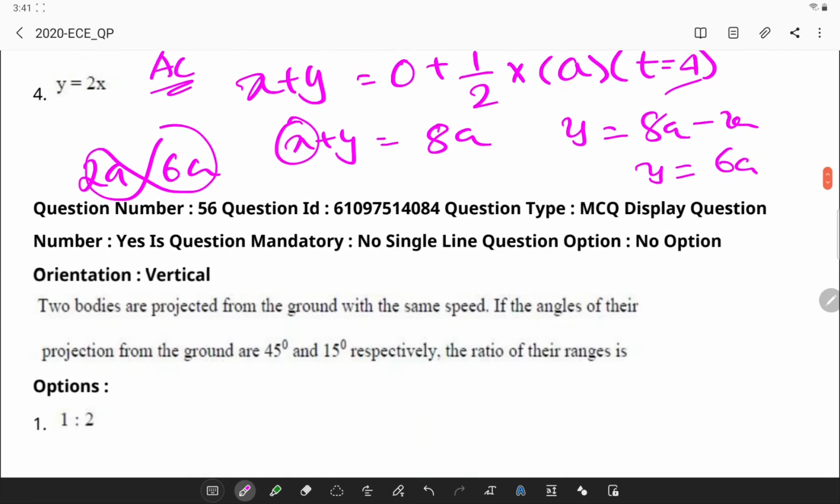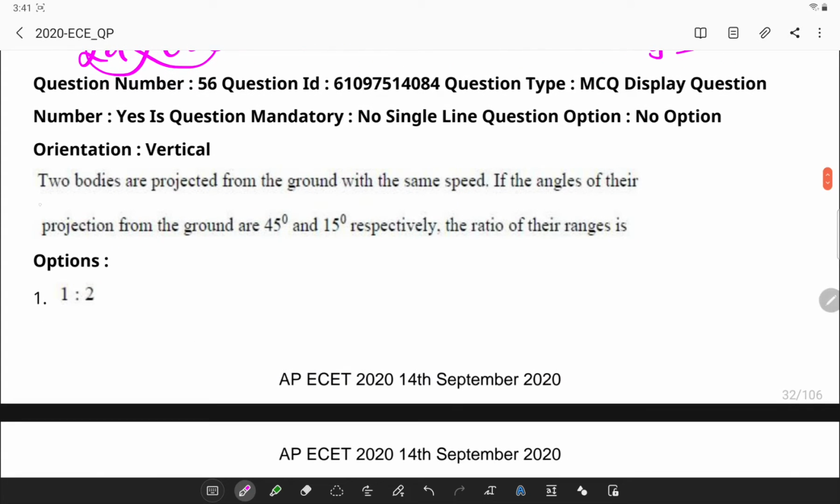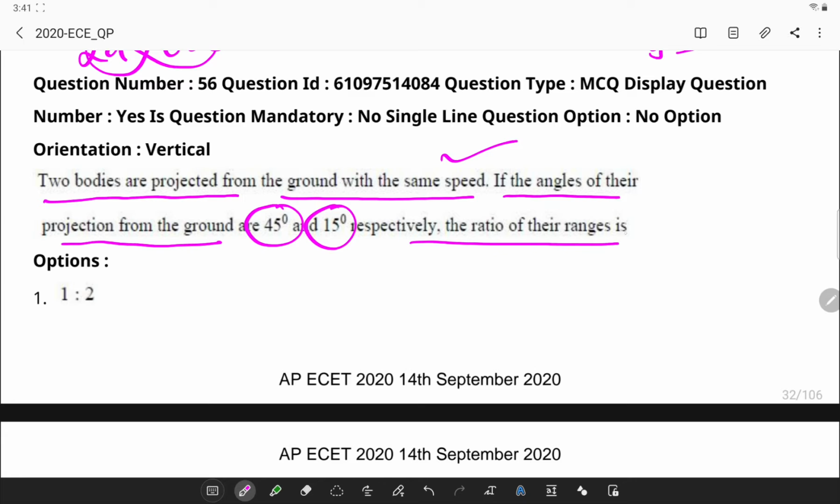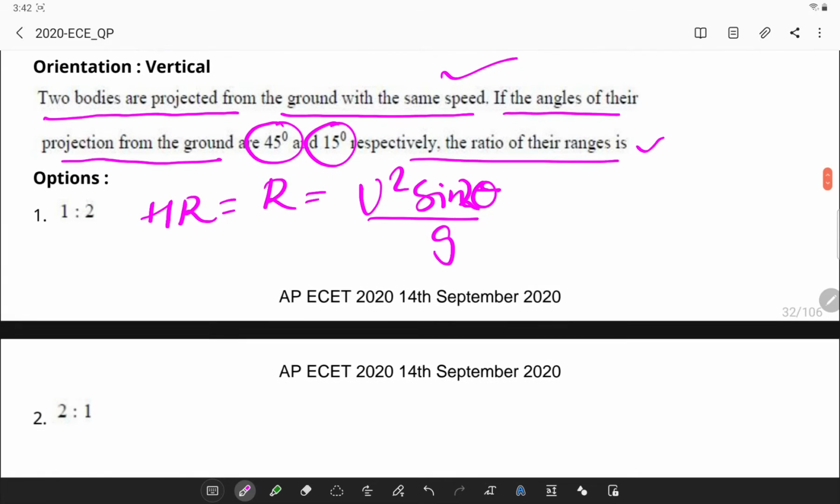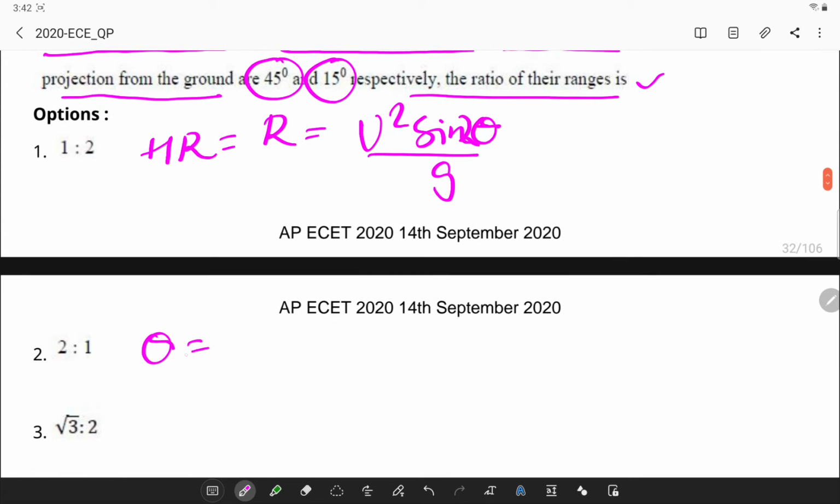Next, here two bodies are projected from the ground with the same speed, and the angles of their projection from the ground are 45 degrees and 15 degrees. What is the ratio of range? So the horizontal range formula is simply R is u square sine 2 theta by g. In the first case theta 1 is 45 degrees and in the other case theta 2 is 15 degrees.